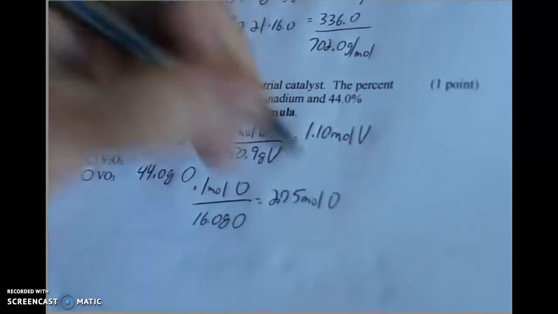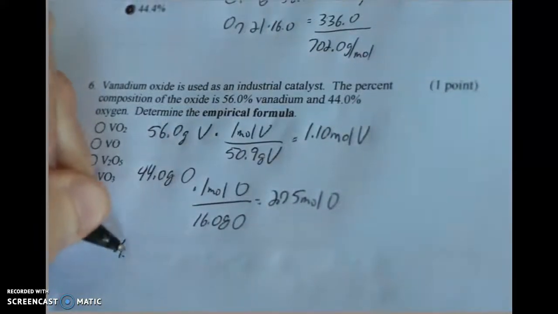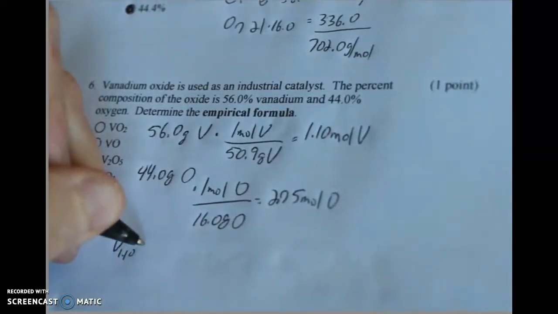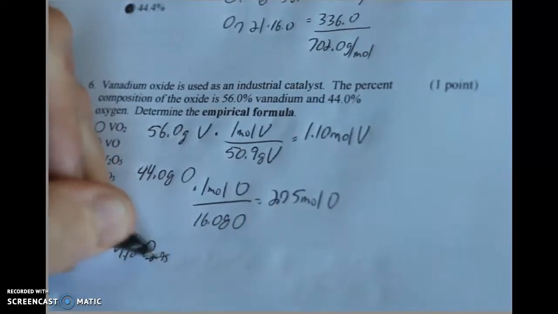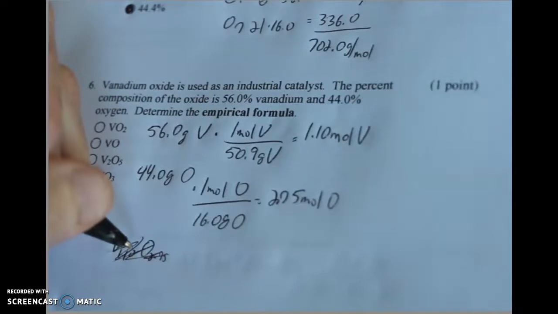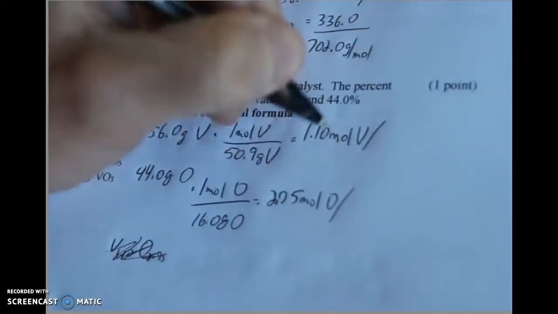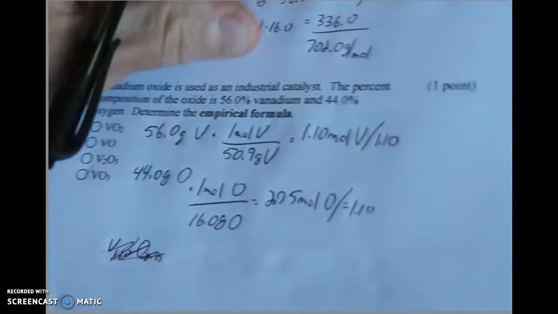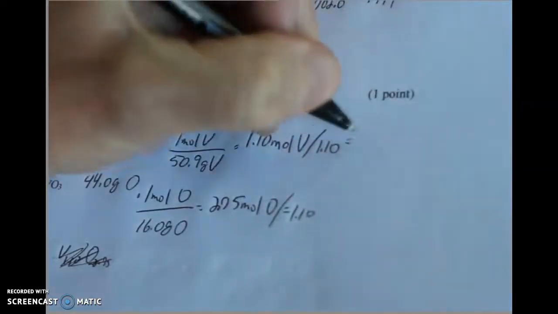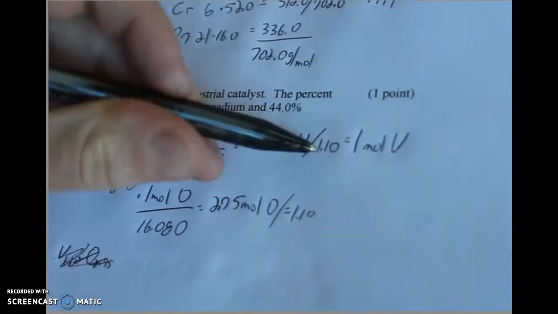Oxygen is 16.0 grams off the periodic table, and when you do that math, you get 2.75 moles of oxygen. Now you don't write this formula as 1.10 of vanadium and 2.75 of oxygen. You never have these decimals here like that. What we have to do is get the lowest whole number ratio, and the easiest way to do that is divide both of these by the smallest number of moles. The reason we do that is you automatically get one that is going to be 1 mole. In this case, it's the vanadium because that was 1.10 moles, and that's what we divided by.